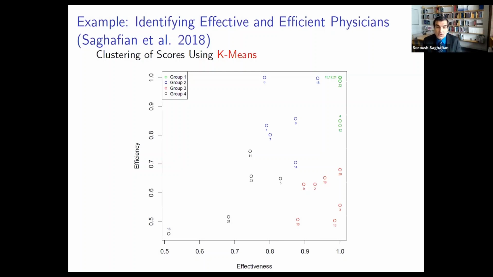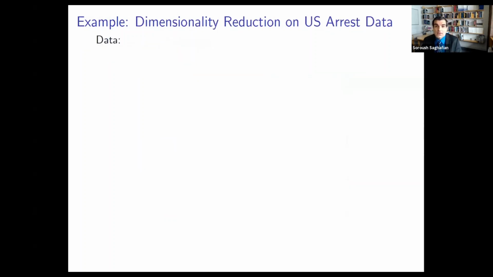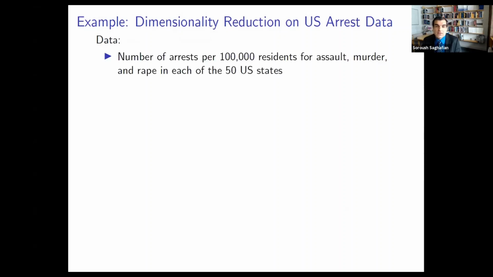And you can train this group number four to become group number one. If you want to be efficient and effective, here are the type of things that you need to do. Use other techniques, random forest and other techniques, you get similar results. And so this is sort of not sensitive to the techniques that you use.